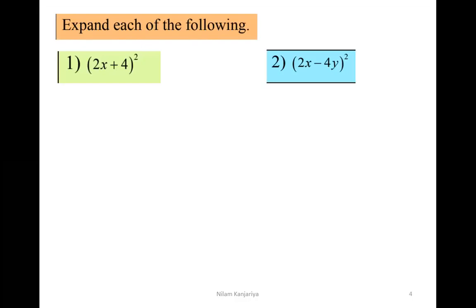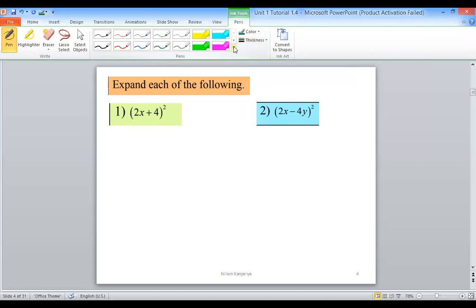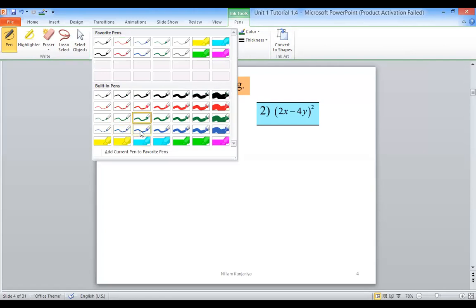Expand the following. The first identity, comparing with your formulas, the formula is (x + y)² = x² + 2xy + y². Comparing it, put the values.